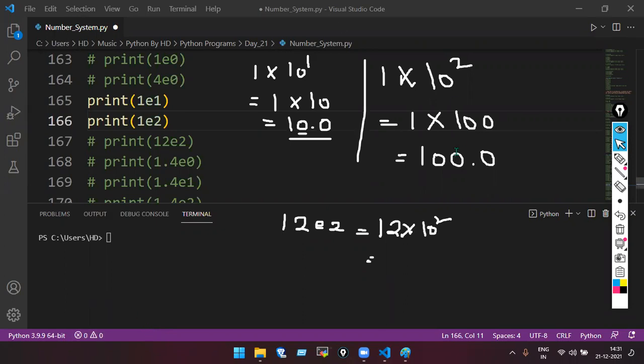Okay. So 12e2 means what? 12 into 10 to the power of 2. How much will be the answer here now? 12 into 100. How much will be the answer here? 1200.0.